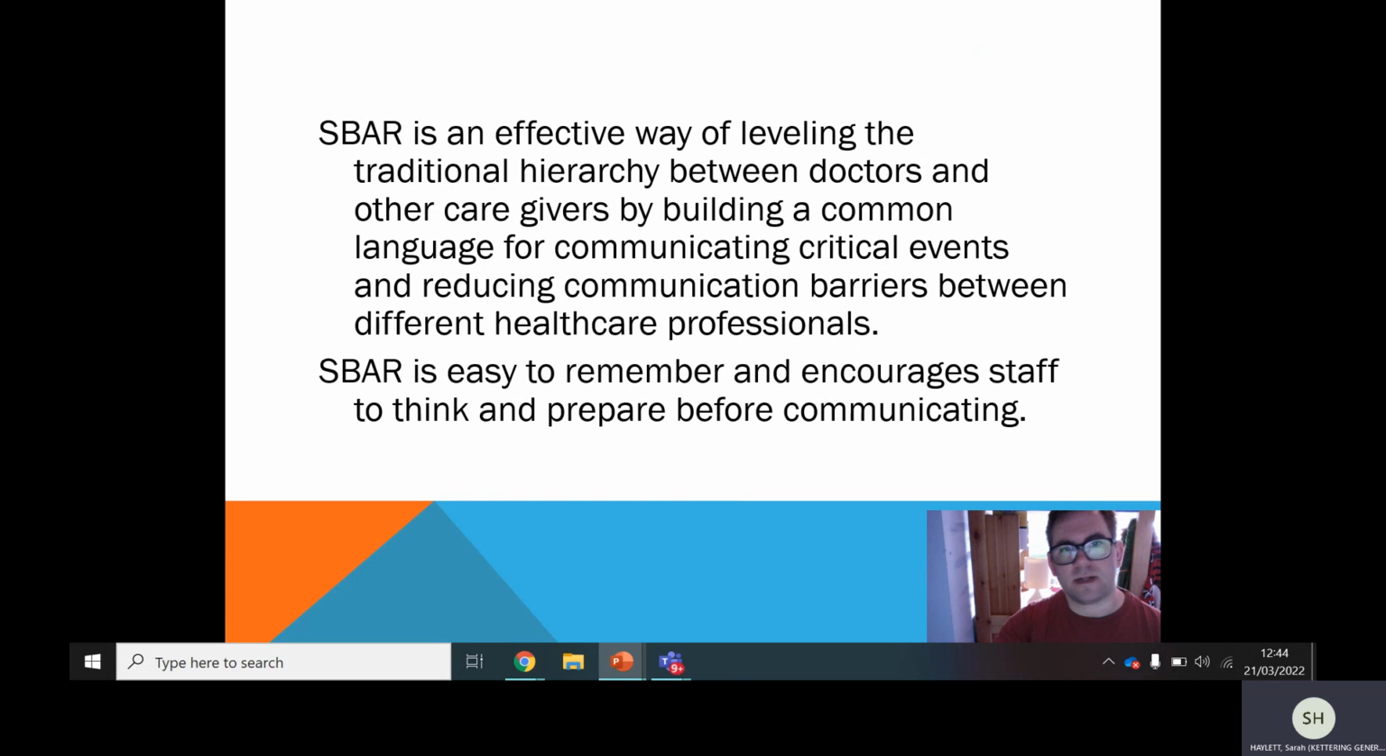So SBAR is an effective way of leveling the traditional hierarchy between doctors and other caregivers, building a common ground. So we're all talking the same language. If I do an SBAR to you, then hopefully that's given you enough information to start your management plan and treat the patient appropriately.